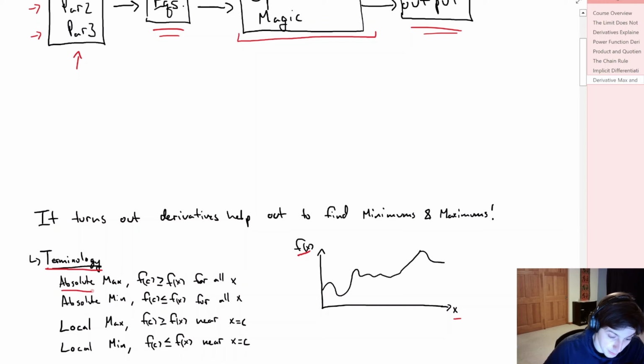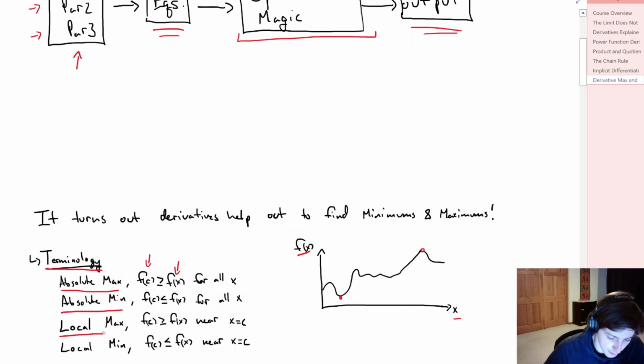So we can have an absolute max if at some point in that function, the value of f at that point is greater than or equal to all of the other values on that interval of x. So you can think of that as this point right here. And we can obviously see that it's a larger value than every other point. And we can also have an absolute minimum. Similar to the max, except now we have some point that's lower than all of the other points on that interval. So right here, this would be our absolute minimum.